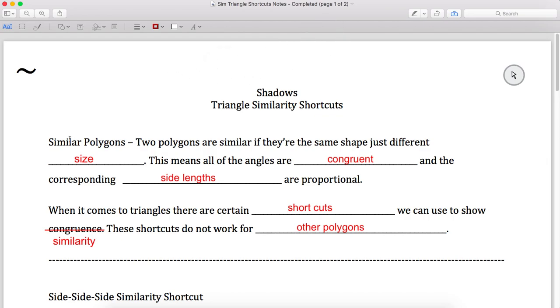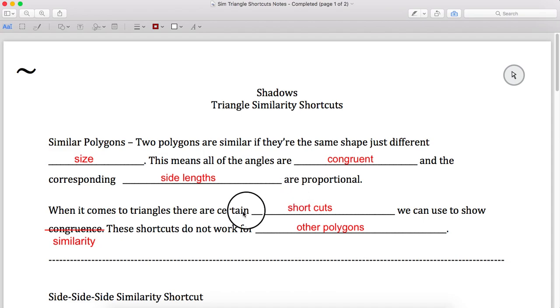So just first a refresher on the definition of similar polygons. When we're speaking informally, we say that they're the same shape and just different sizes. But technically what that means is that all of the angles are congruent and the corresponding side lengths are proportional.